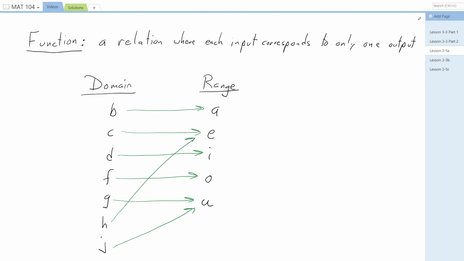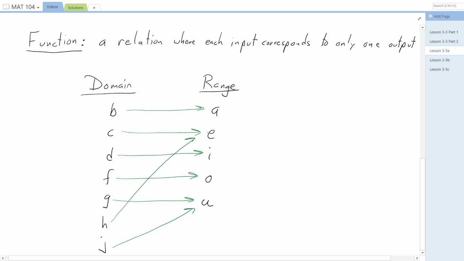So in this case, we absolutely do have a function because B is related to only one thing, A. C is related to only one thing, E. D is related to only one thing, I. F relates only to one thing, G only to one thing, H only to one thing, and J only to one thing. So since each item in the domain, or input, is corresponding to exactly one output, we have a function. So this is an example of a function.